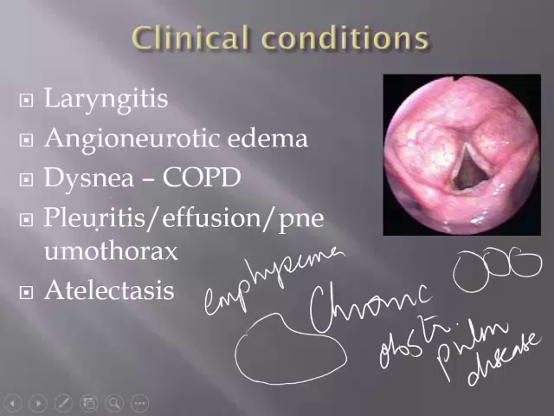Pleuritis is just inflammation of the pleural membranes, which usually leads to effusion, and pneumothorax was air in the pleural cavity. Atelectasis, I told you already, was collapse of the alveoli.